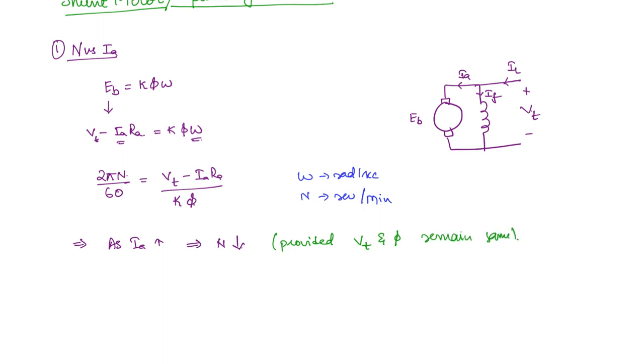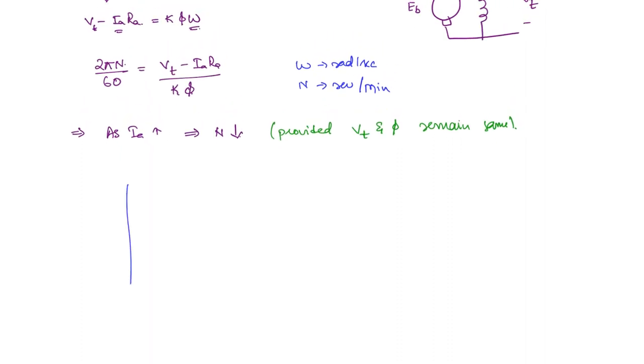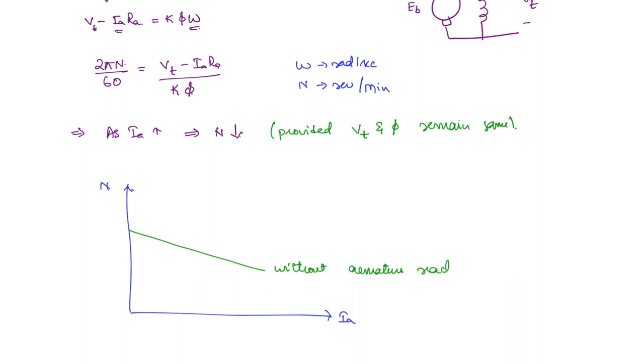So the plot is going to look somewhat like this. Here we will plot the speed and this is the armature current. Then you're going to have something like this. This is how, as IA increases, the speed will keep falling. Now one thing that you have to remember here is we have not considered the armature reaction. So you can write, this is without armature reaction.